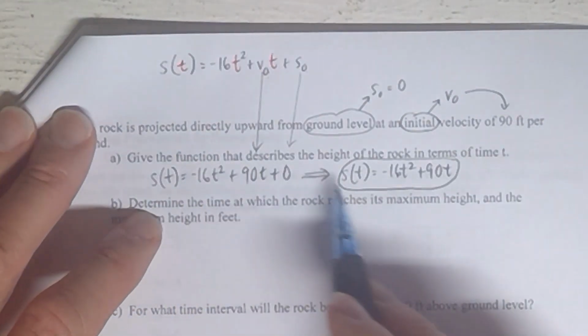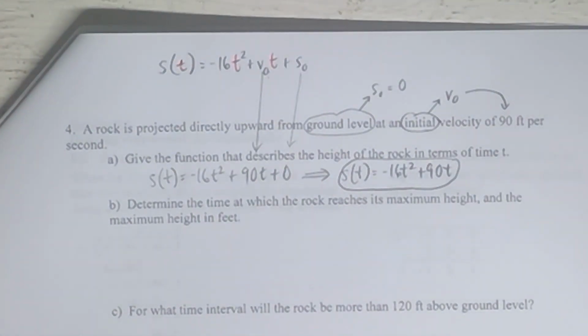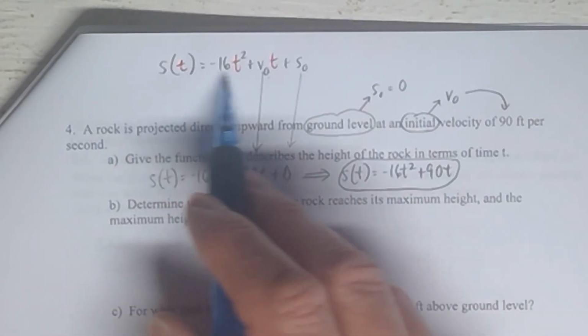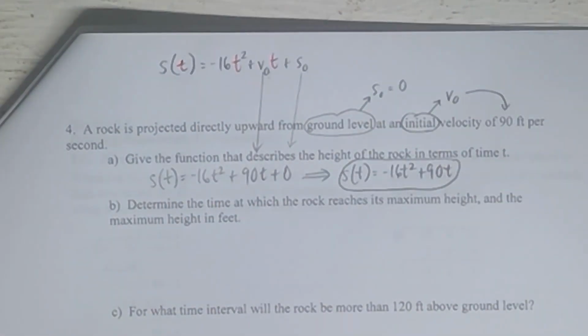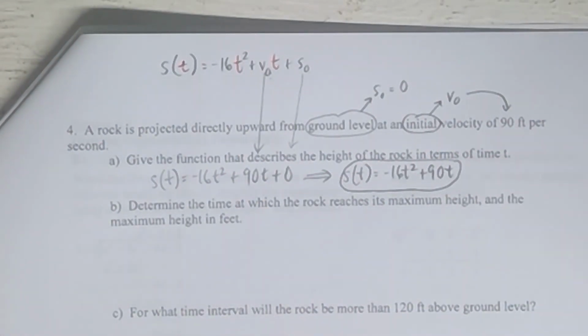It says give the function that describes the height of the rock. So that's when you would use this function that I just showed you on the front side of the worksheet here. That's what that function is when you describe the height of something that is just affected by gravity, nothing else. Air resistance can be neglected as well, even though there's a little bit of it. It's not that big of a deal.